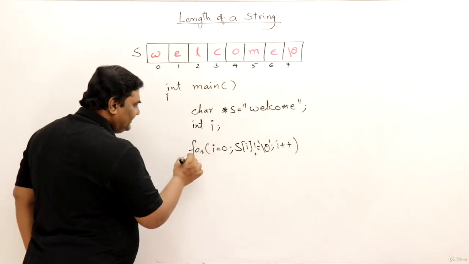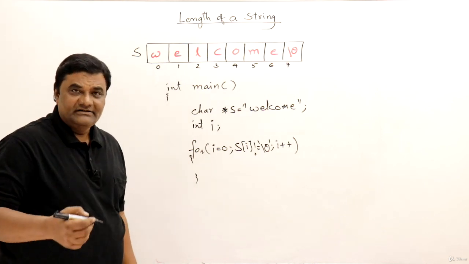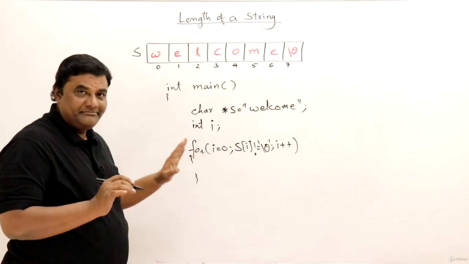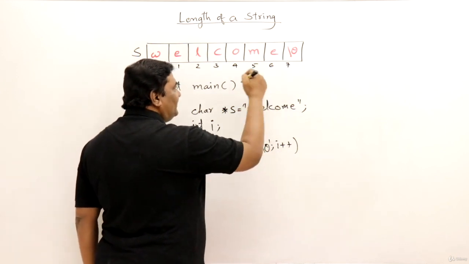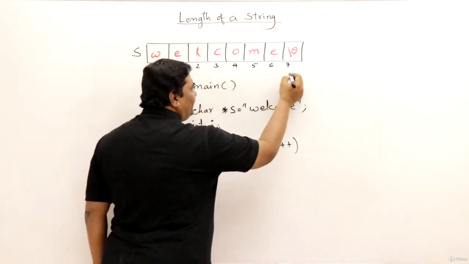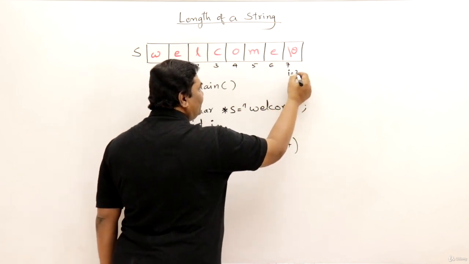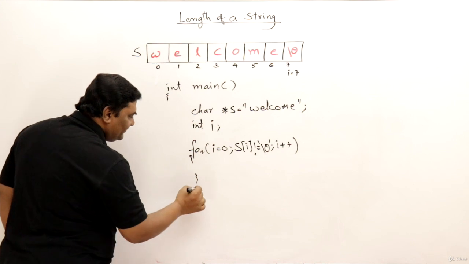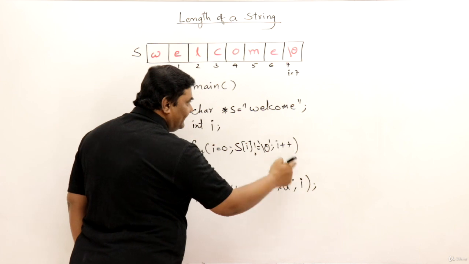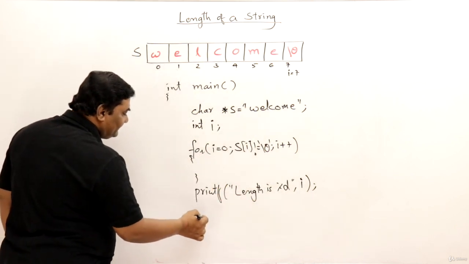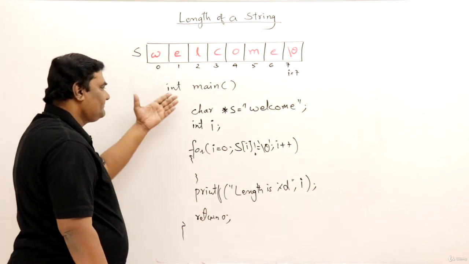Now what do I have to do in this loop? I don't have to do anything. It is empty because I am just finding the length. So it has to remain empty. Once we come out of this for loop, the value of i will show the length of the string. Where will it be stopping? It will be stopping here. So what is the index value here? The value of i is 7. So the length of the string is 7. Here I will printf "length is %d", i. So i is the length of the string. That's all. This is the end of the main function. So I can write return 0 and stop.